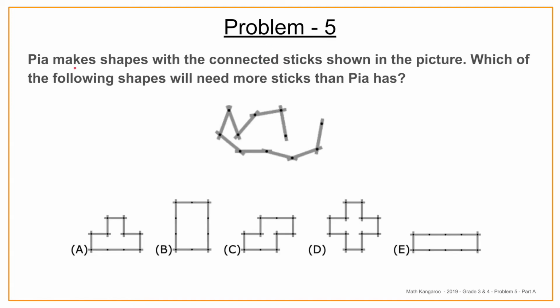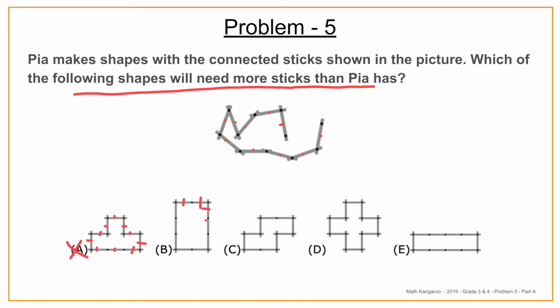Problem 5. Pia makes shapes with the connected sticks shown in the picture. Which of the following shapes will need more sticks than Pia has? So how many sticks does Pia have? Pia has 1, 2, 3, 4, 5, 6, 7, 8, 9, 10. So we need more than 10 sticks. So let's count option A. 1, 2, 3, 4, 5, 6, 7, 8, 9, 10. This is not what we want.